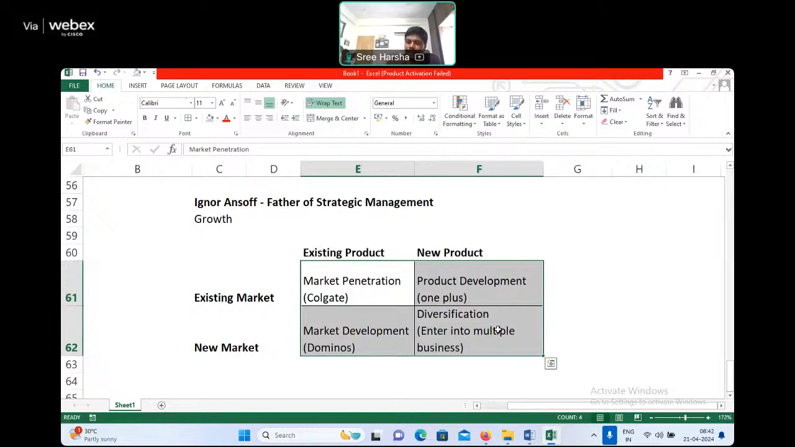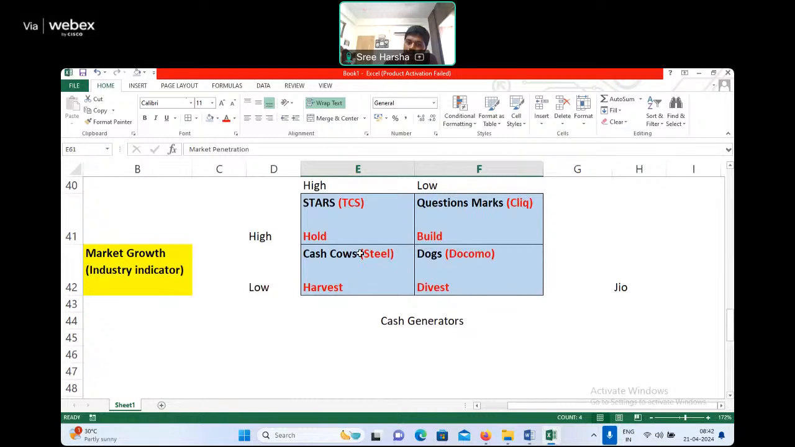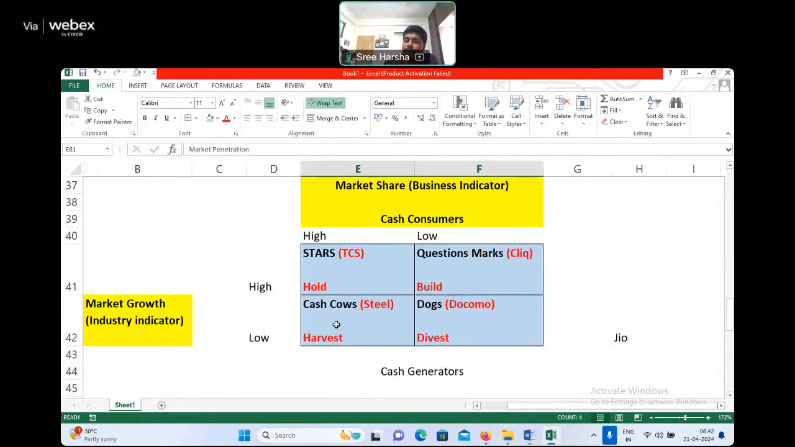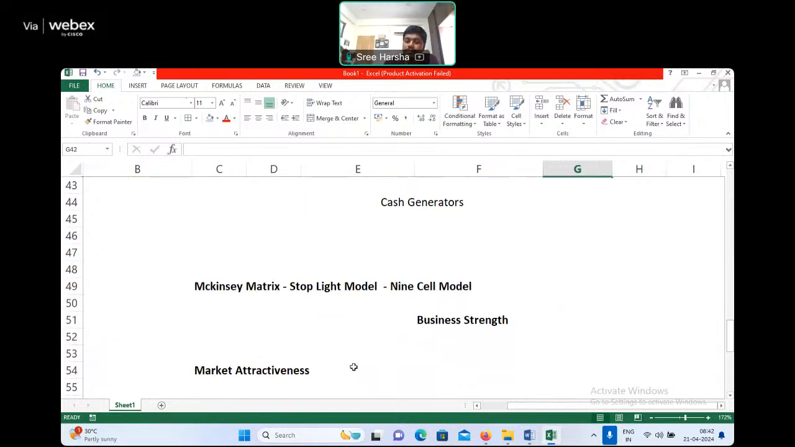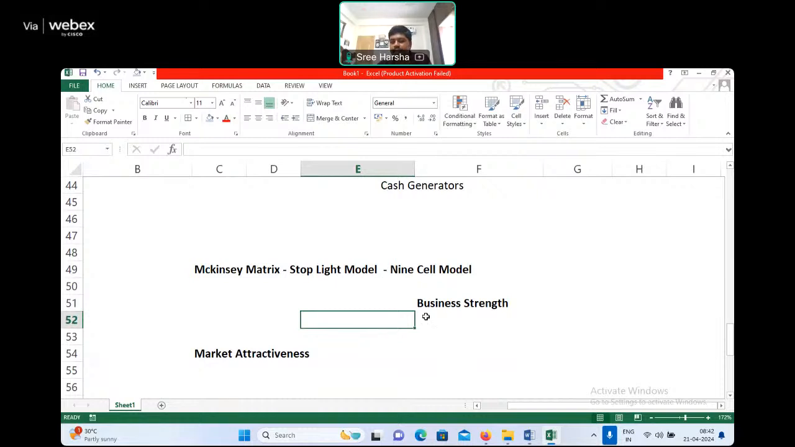So we have seen 3 matrices. First matrix is the BCG matrix. It classifies businesses into stars, question marks, cash cows, dogs, and provides 4 strategies: build, hold, harvest, divest. Second is the GE matrix. It classifies businesses into 9 categories, ideally, but the 2 factors which it considers are market attractiveness and business strength. And this provides 3 strategies mainly.